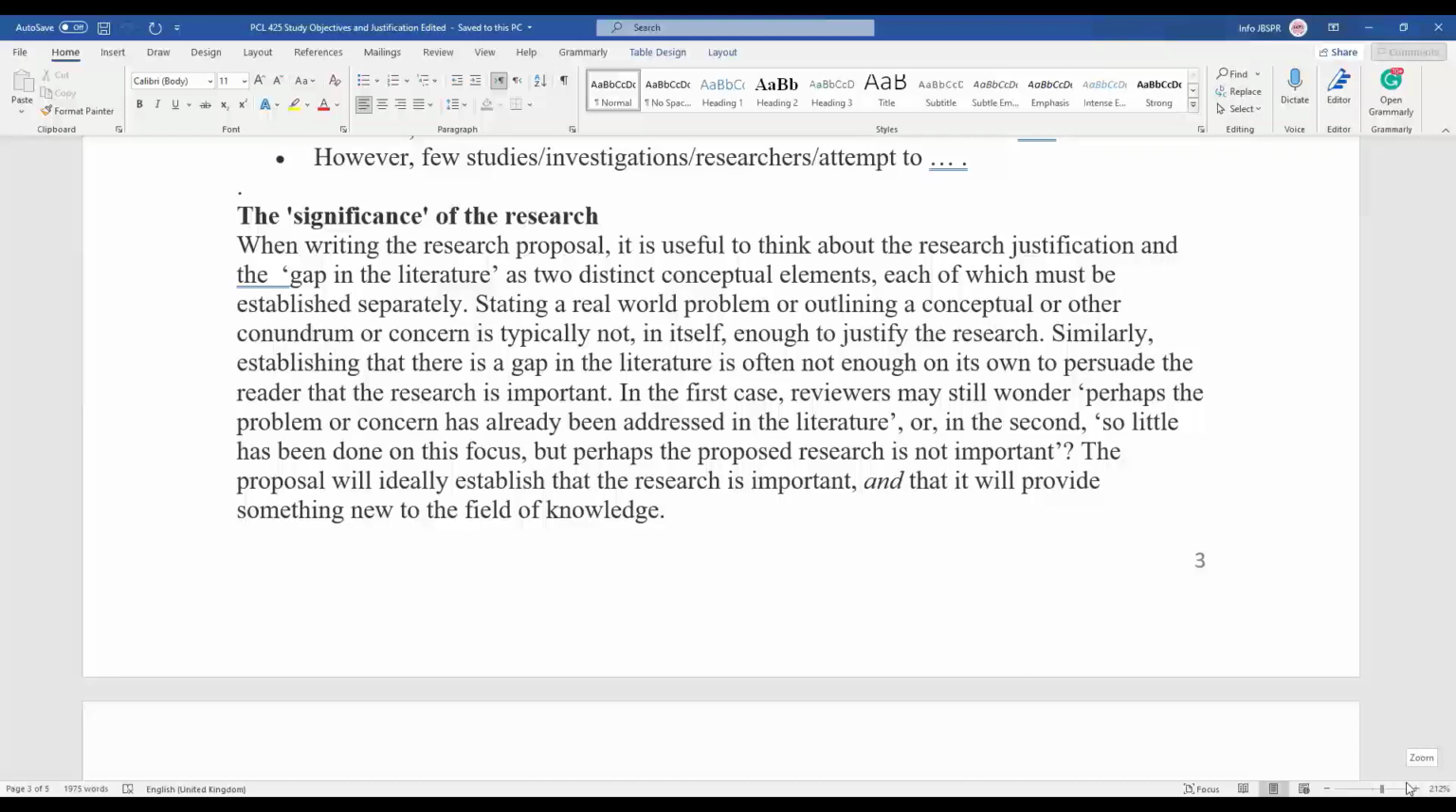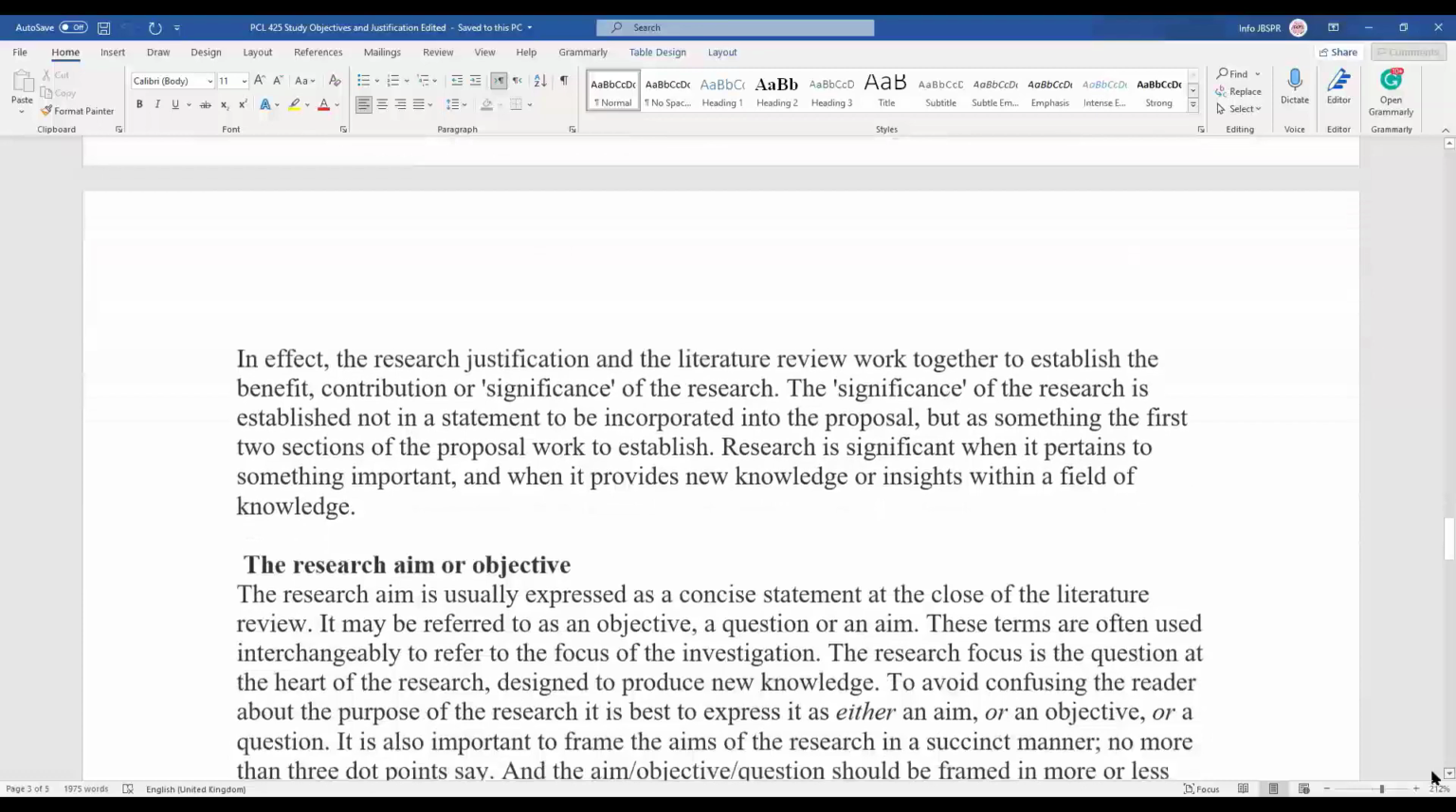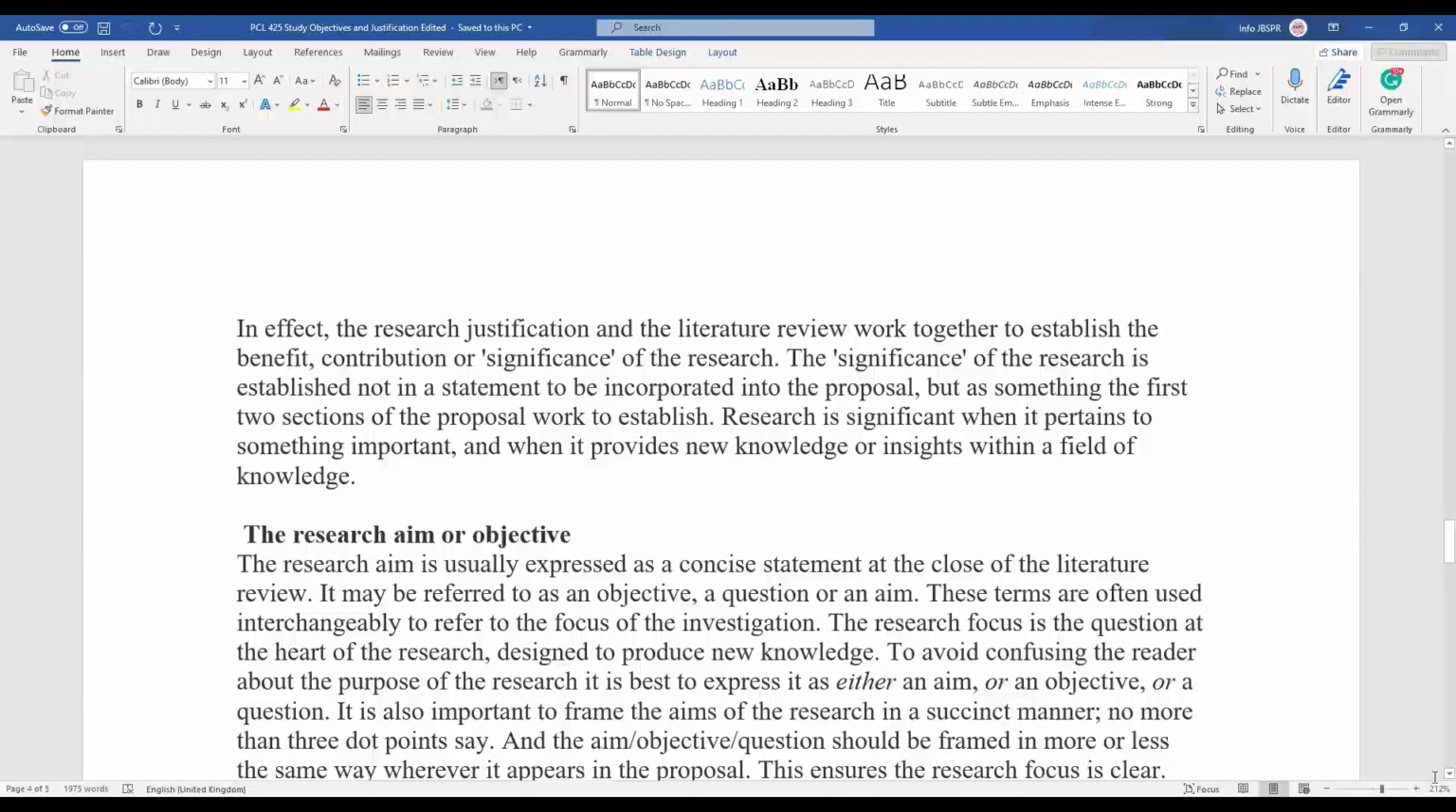So I just decided to mention it, in case you don't come across it, because you will need it in your proposal or in your project. It is linked to that research justification we've been talking about. Talking about significance, the proposal will be establishing why the research is important, and it provides new knowledge in the field. So the literature review and your research justification may help to establish the contribution or significance of the research.